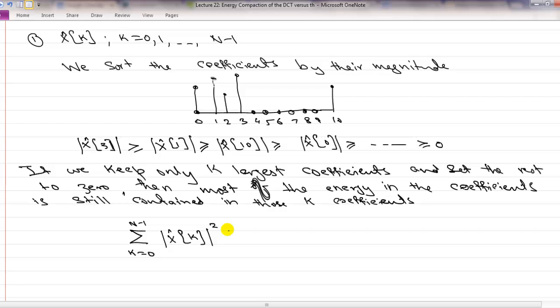Now, information in our signal, we try to think of it in terms of energy. So the idea is that this energy in all the coefficients is roughly equal to the energy if I just kept the k largest, the sum of x hat k squared, such that this k corresponds to the k largest coefficients.